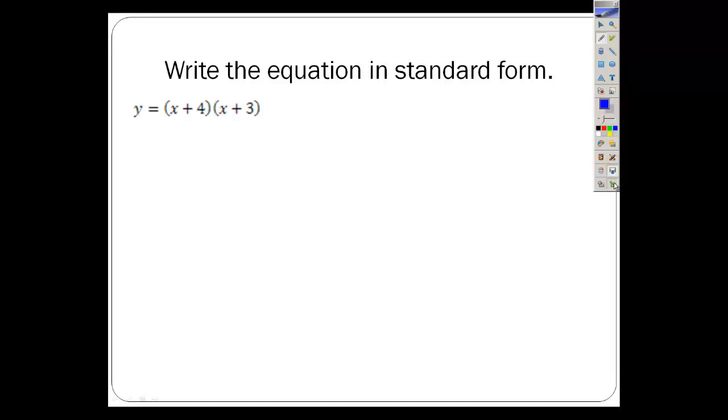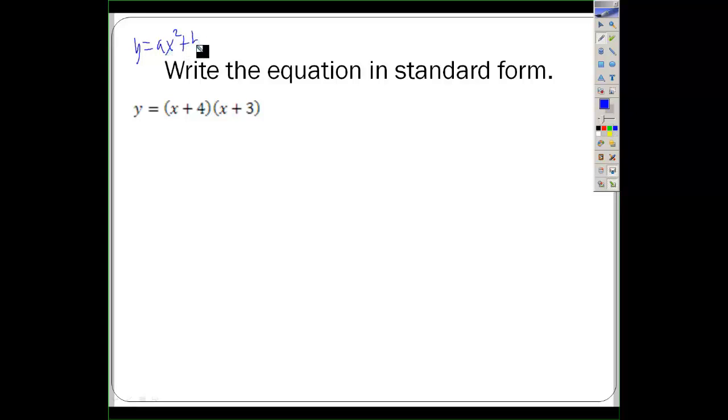Okay, if I want to write the equation in standard form, here's what I can do. I want it to be in the form y equals ax squared plus bx plus c. So I'm going to say y equals, all I'm going to do here is FOIL. First, outer, inner, and last. Take x times x is x squared, x times 3 is 3x, 4 times x is 4x, and 4 times 3 is 12. So y must equal x squared plus 7x plus 12.